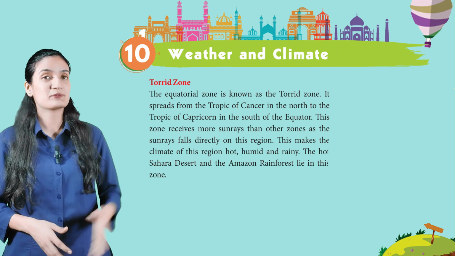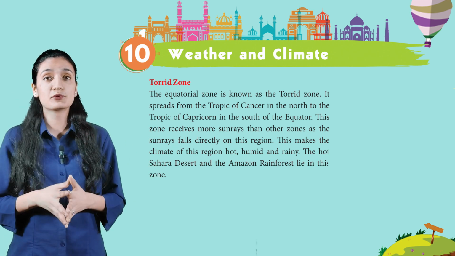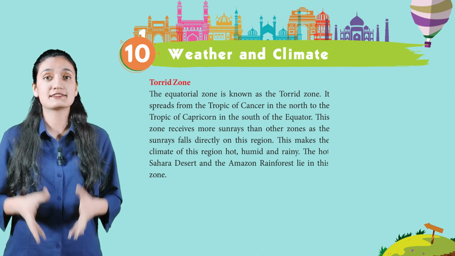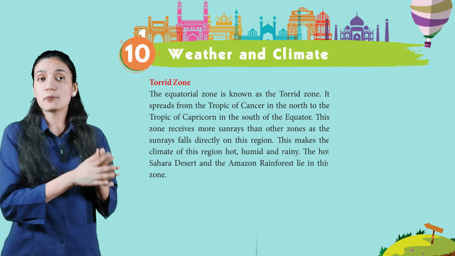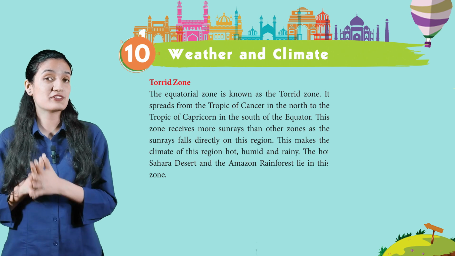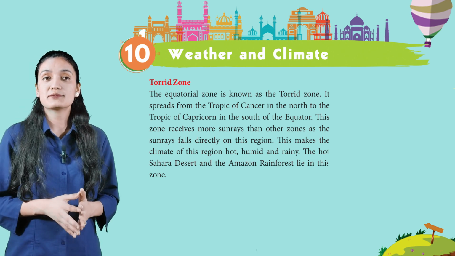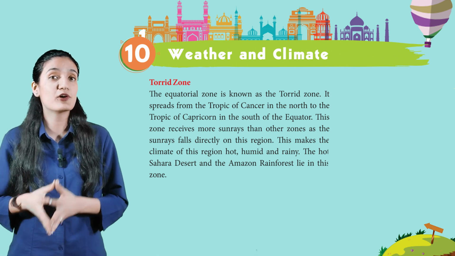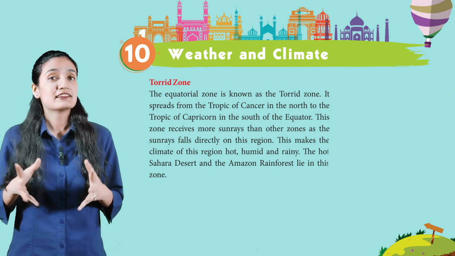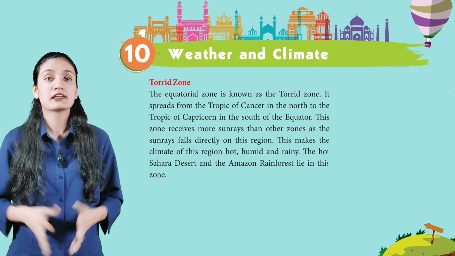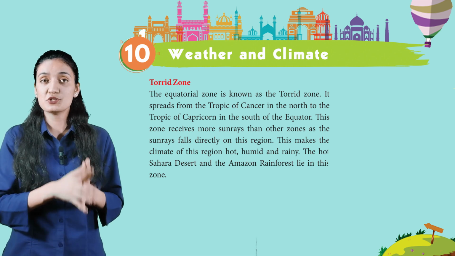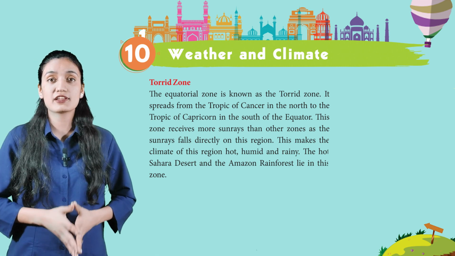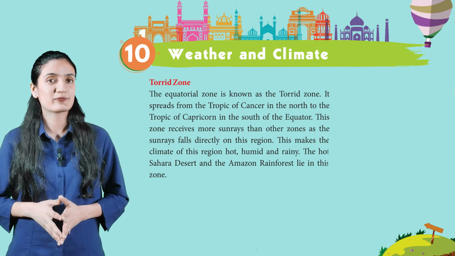Now, torrid zone. The equatorial zone is known as the torrid zone. It spreads from the Tropic of Cancer in the north to the Tropic of Capricorn in the south of the equator. This zone receives more sun rays than other zones as the sun rays fall directly on this region. This makes the climate of this region hot, humid and rainy. The hot Sahara Desert and the Amazon rainforest lie in this zone.